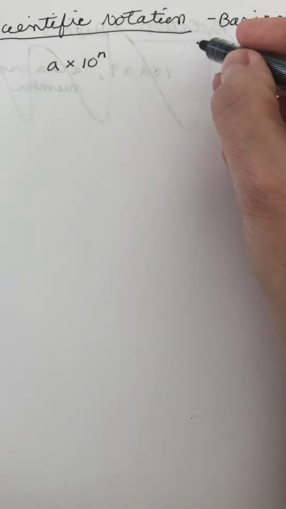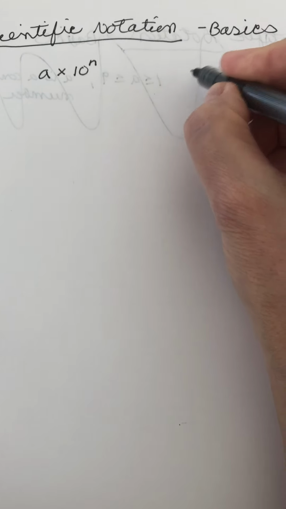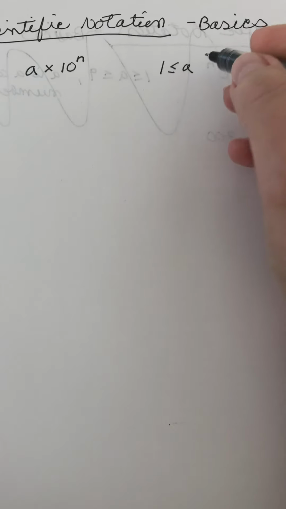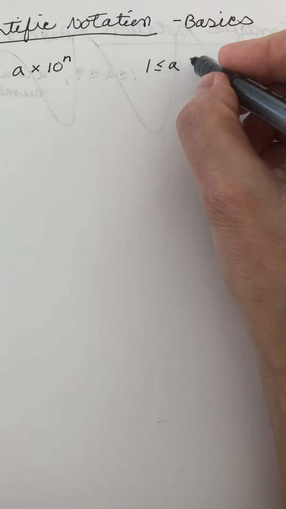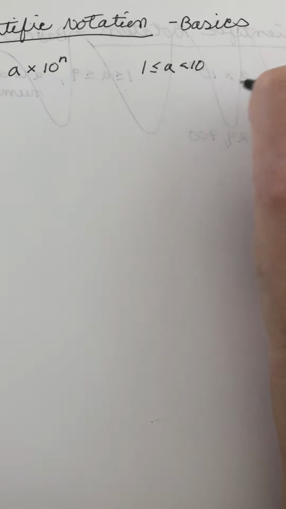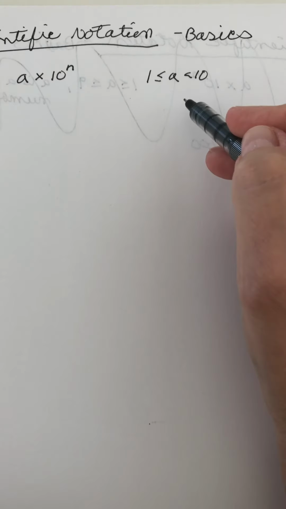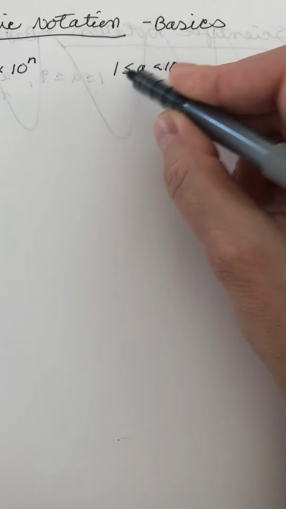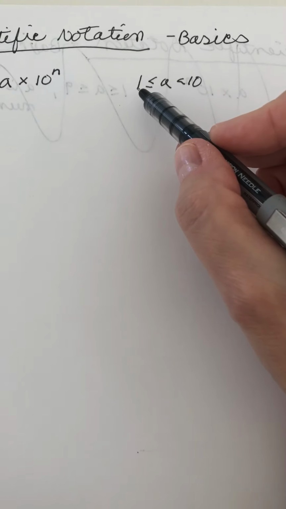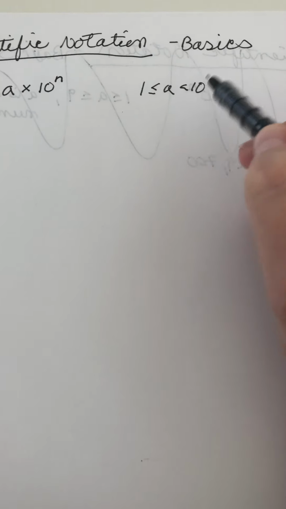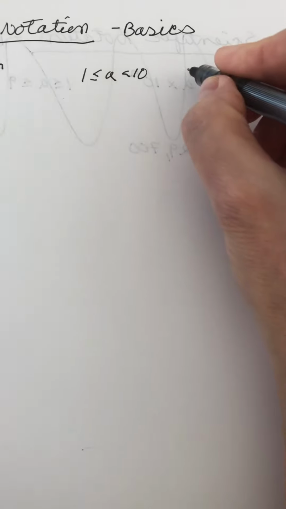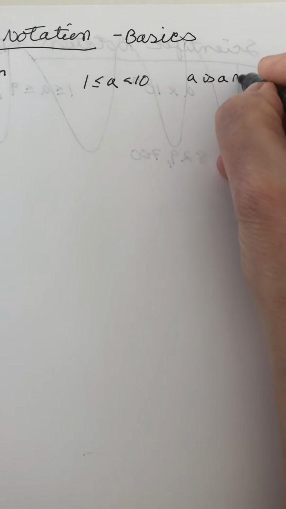And so that front number A is a number that's between 1 and 10. But it can't be 10, because once you have 10, well, that's another power of 10. And so A is a real number between 1 and 10. It can equal 1, but it can't equal 10. So A is a real number.